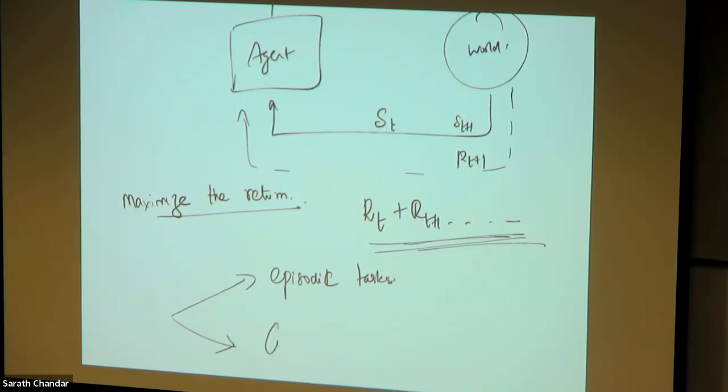However, there are also a lot of interesting problems which come under the continuing task category. In the case of continuing tasks, the task just never ends. It is like one big episode of infinite steps. For example, a robot which is supposed to clean this campus is always going to be cleaning, right? The job never ends. It's an example of a continuing problem. Now in the case of continuing tasks, this sum is going to be an infinite sum, right? So we are trying to maximize something which is infinite, which doesn't make sense.